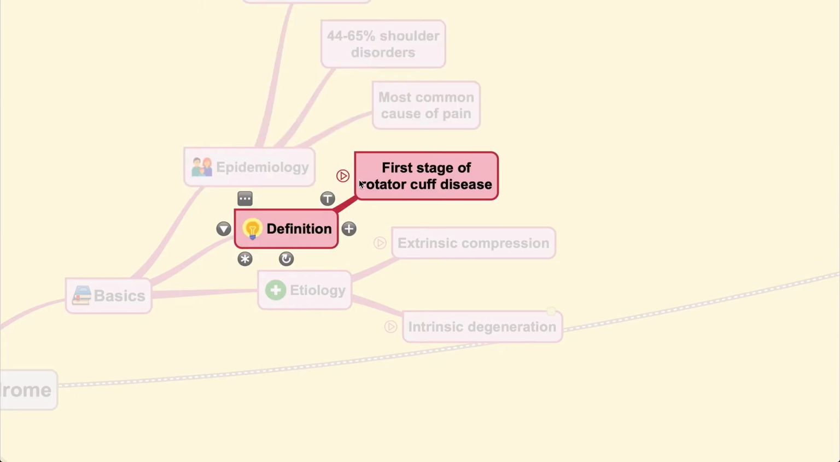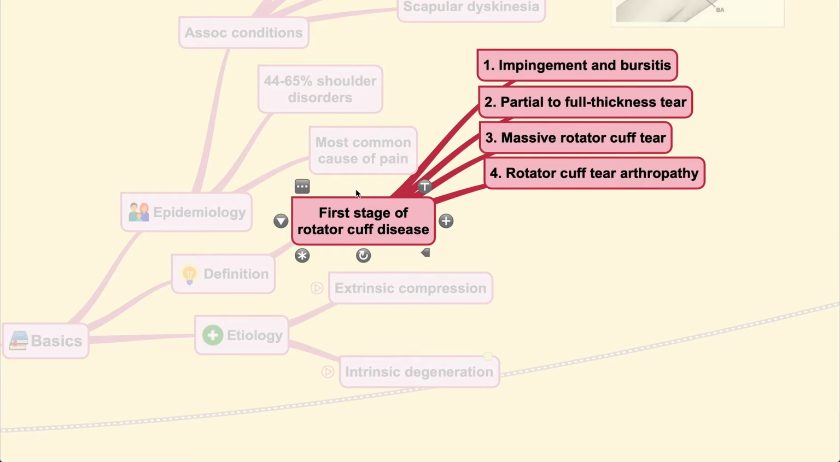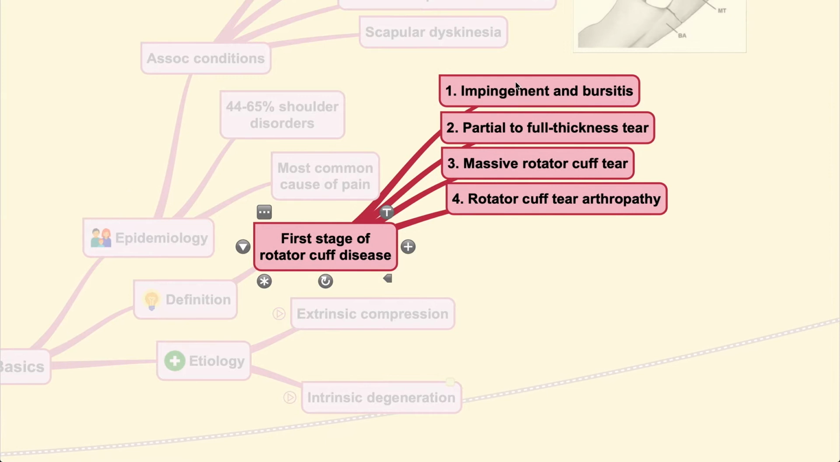Now, in some literature, you may find that this impingement is included in the first stage of a full-blown rotator cuff disease. Impingement and bursitis will lead to the formation of partial or full thickness tear of the rotator cuff, which in turn will lead to the formation of a massive rotator cuff tear and ends up with a rotator cuff arthropathy, which is an end-stage condition and is characterized by changes in the glenohumeral joint.